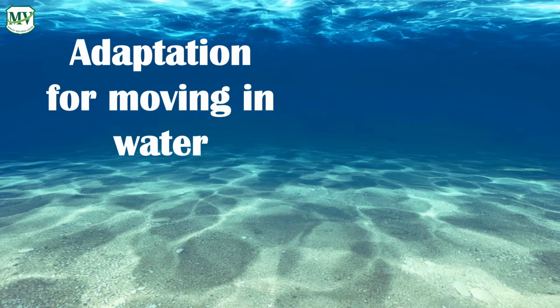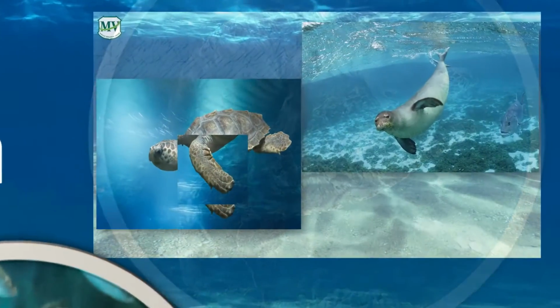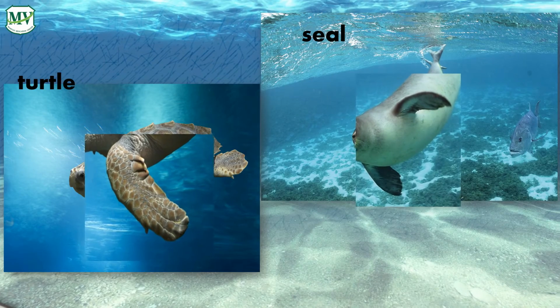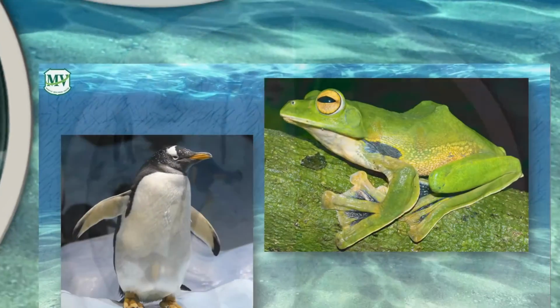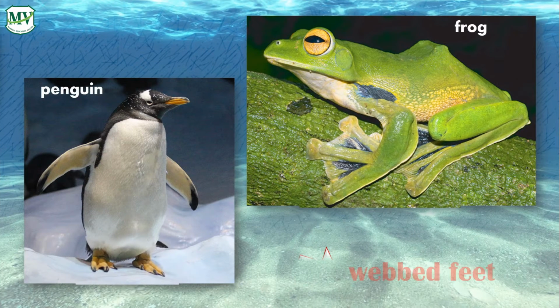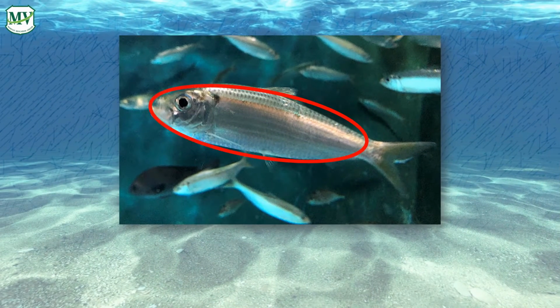Adaptations for moving in water. Some animals have body parts that help them to move in water, such as turtle and seal. They both have flippers that help them swim in the water. Penguin and frog have both webbed feet. They use this in paddling through the water. Most fishes have streamlined bodies which help them move quickly in water. A streamlined body is narrow at both ends and broad in the center.